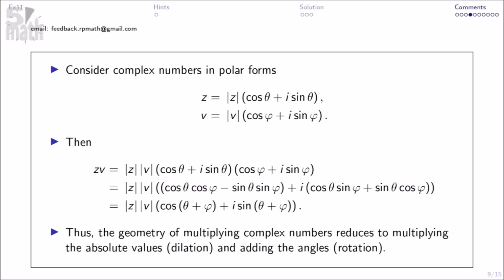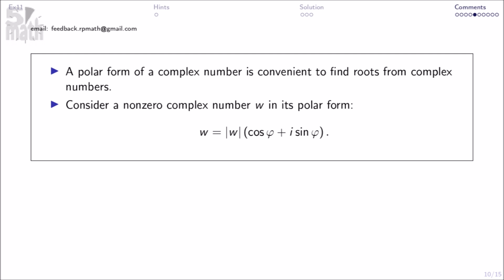Thus, the geometry of multiplying complex numbers reduces to multiplying the absolute values, dilation, and adding the angles, rotation. A polar form of a complex number is convenient to find roots of complex numbers. Consider a non-zero complex number w in its form w equals the absolute value of w times cosine phi plus i sine phi.